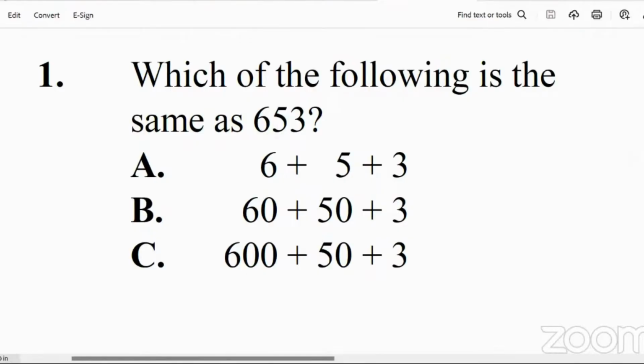Okay, so question 1 says, which of the following is the same as 653? Okay, so pretty much we're talking about expanded form. So which of the following is the same as 653? Is it 6 plus 5 plus 3, 60 plus 50 plus 3, or 600 plus 50 plus 3? So the correct answer for number 1 is C.